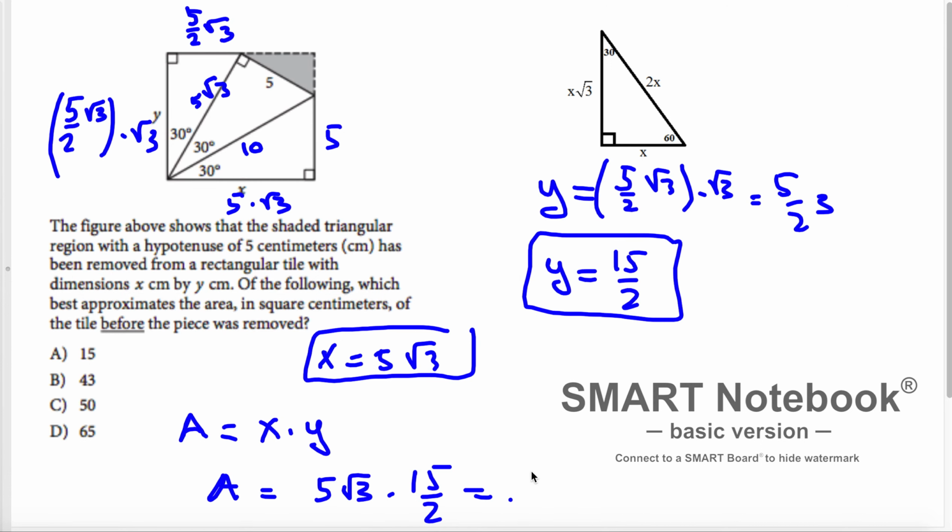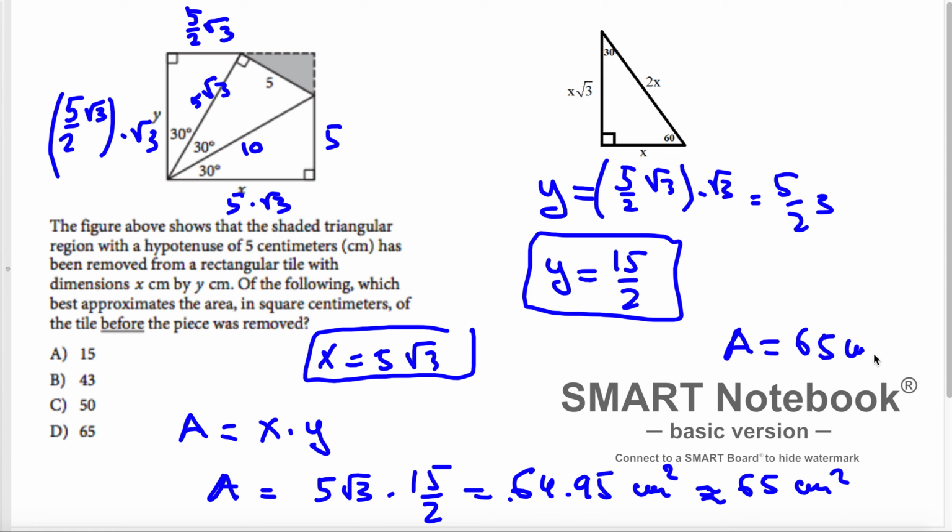So let me approximate. This is 64.95 centimeters squared. If we are approximating this to 1 unit, it is going to be approximately 65 centimeters squared. So the area is approximately 65 centimeters squared. We approximate. And if we are looking here at our choices, the best choice here is answer D. So the answer D is the right answer.